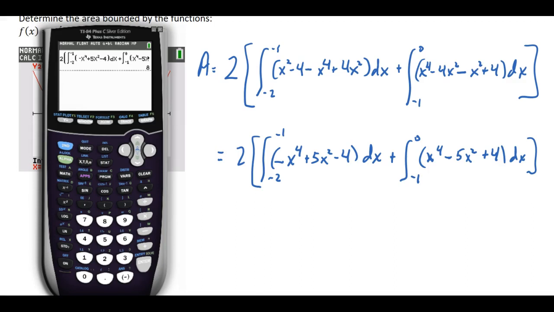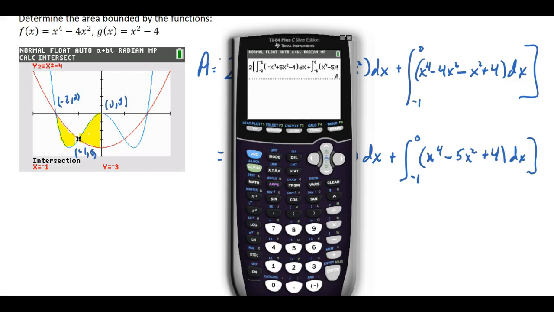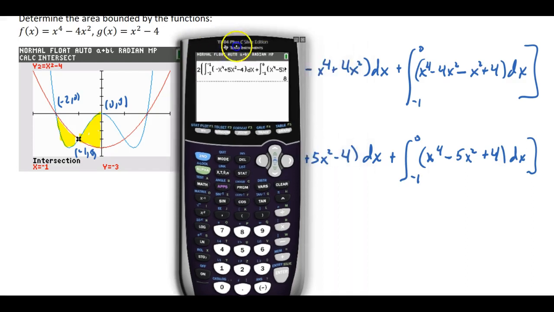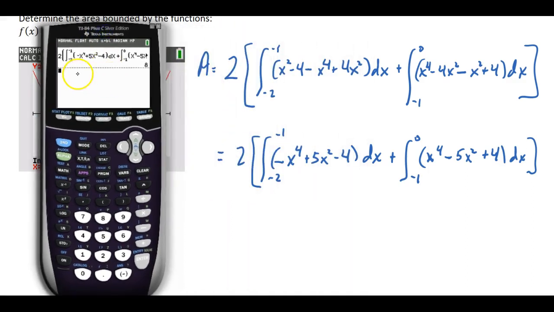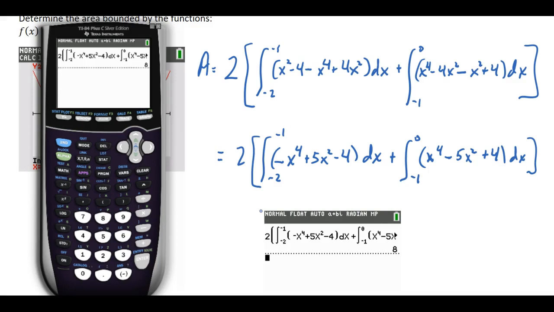I've done it in my calculator. I also need to point out a correction. I had originally written -1 to 1. It should be -1 to 0, because we're stopping at 0 there for our halfway point. So I've got these two integrals. I put it all into one big step, and we get that the value of the area is 8 square units.